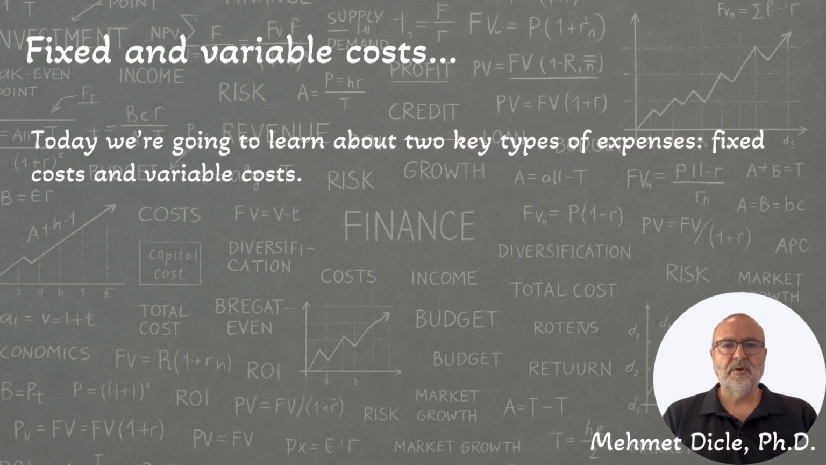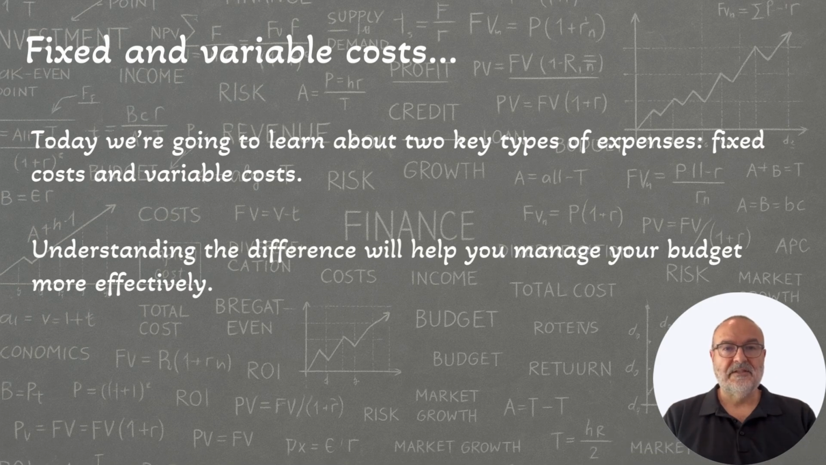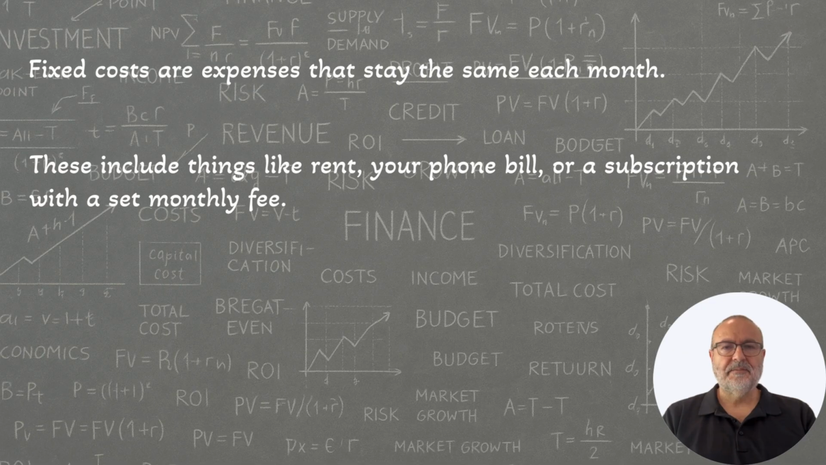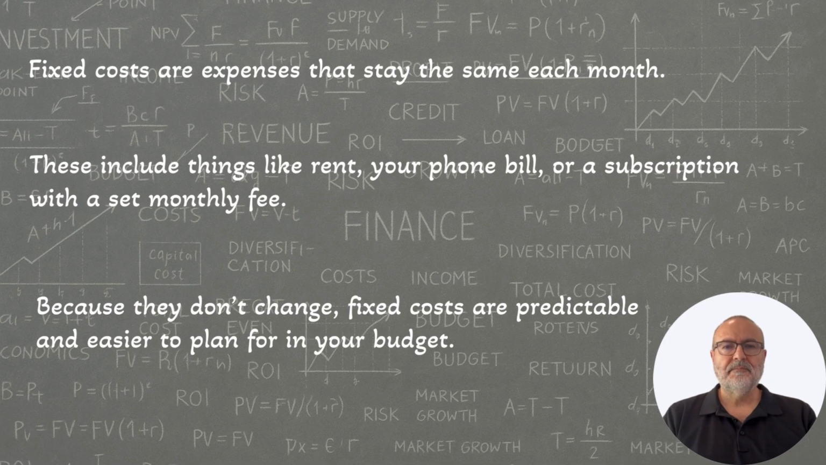Today, we're going to learn about two key types of expenses: fixed costs and variable costs. Understanding the difference will help you manage your budget more effectively. Fixed costs are expenses that stay the same each month. These include things like rent, your phone bill, or a subscription with a set monthly fee. Because they don't change, fixed costs are predictable and easier to plan for in your budget.